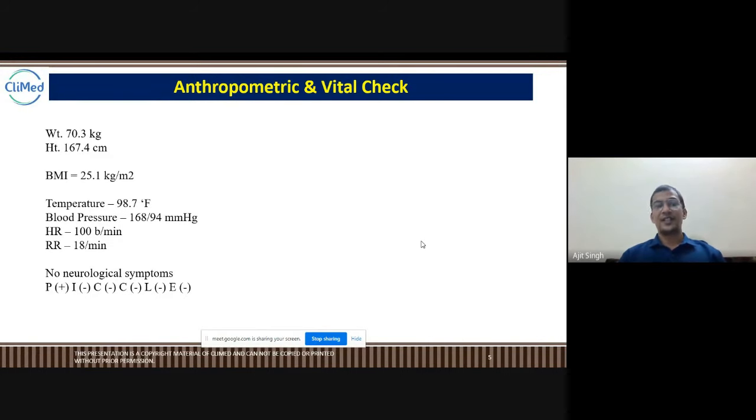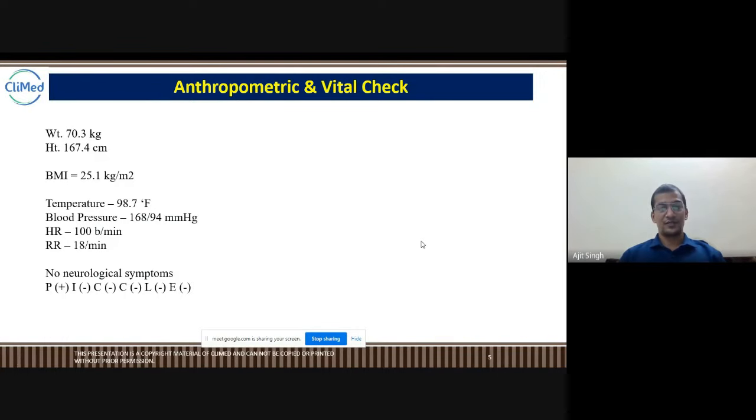So in that case, can you please tell me in what BMI category the patient is right now? Overweight. Overweight. Great. Right. So the temperature of the patient was 98.7 Fahrenheit. Blood pressure was 168 by 94 mmHg. Heart rate 100 beats per minute. Respiratory rate 18 per minute. No neurological symptoms. So can someone describe this PICCLE to me?